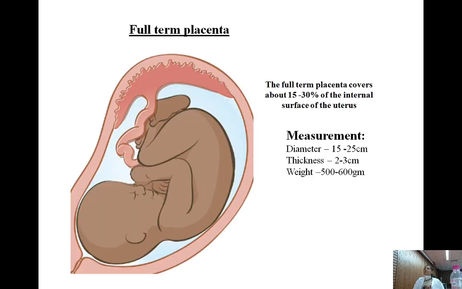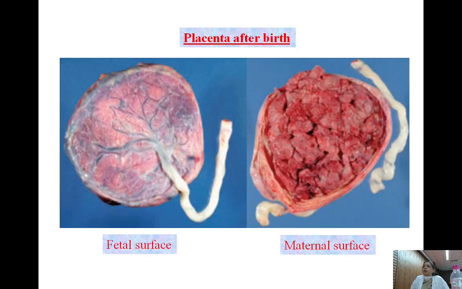So the full term placenta covers about 15 to 30% of the internal surface of the uterus. Okay, and their diameter, I have already told, is 15 to 25 centimeter, thickness is 2 to 3 centimeter, and weight is about 500 to 600 gram. Okay, so after birth, that model is there. That placenta model is usually kept on the exam table.